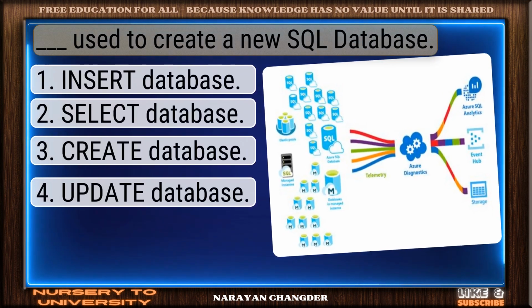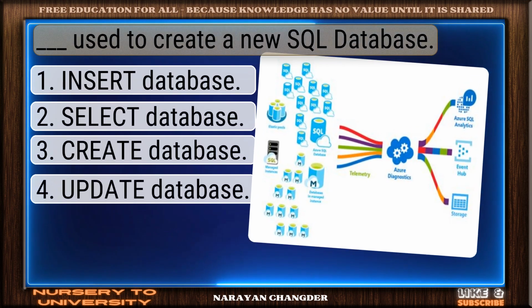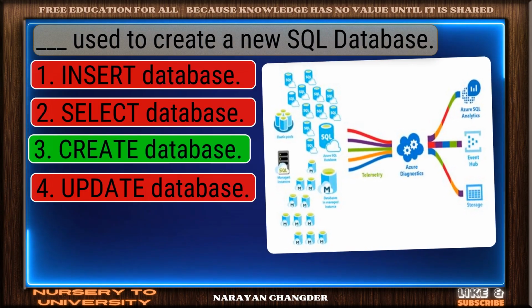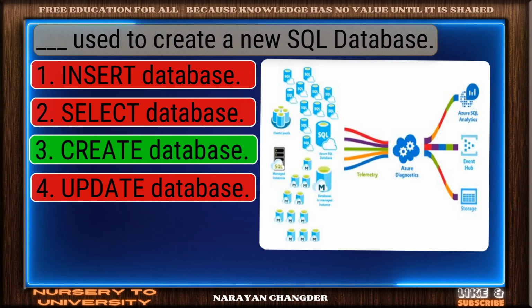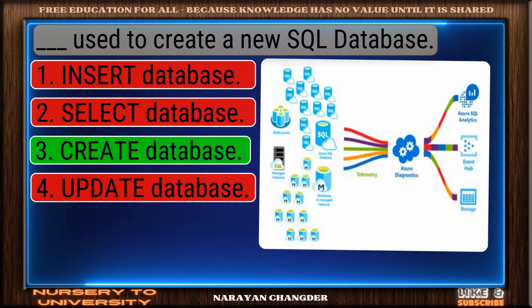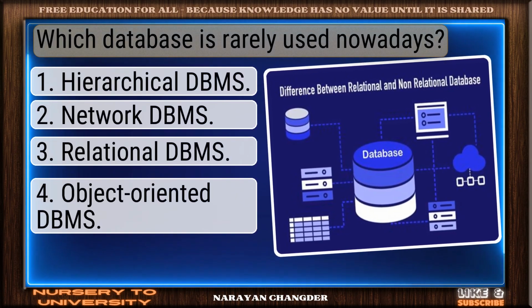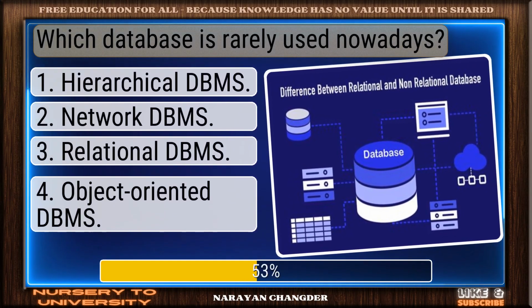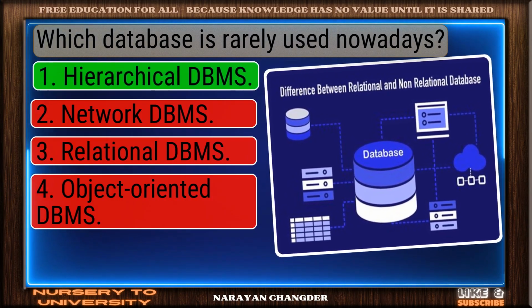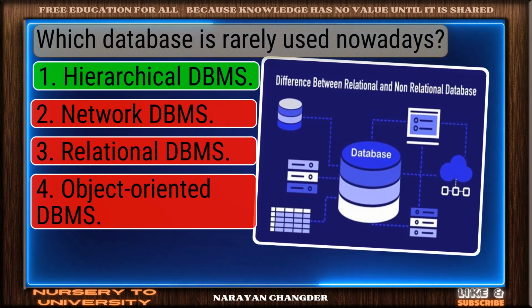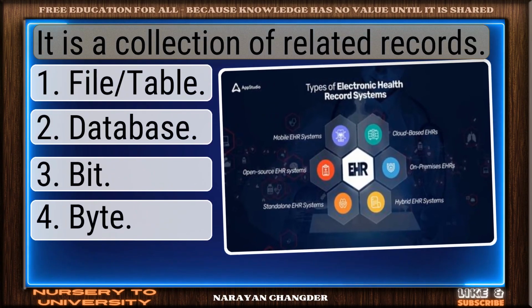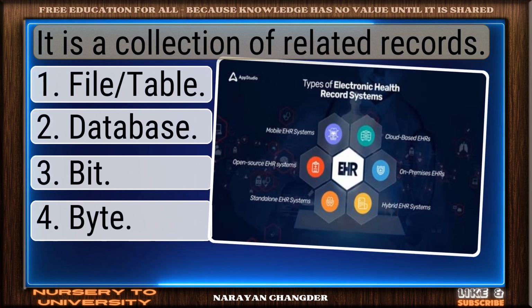Question number 38. Dash used to create a new SQL database. Well done. Create database is the right choice. Question number 39. Which database is rarely used nowadays? Right again. Hierarchical DBMS is a valid answer. Question number 40. It is a collection of related records.